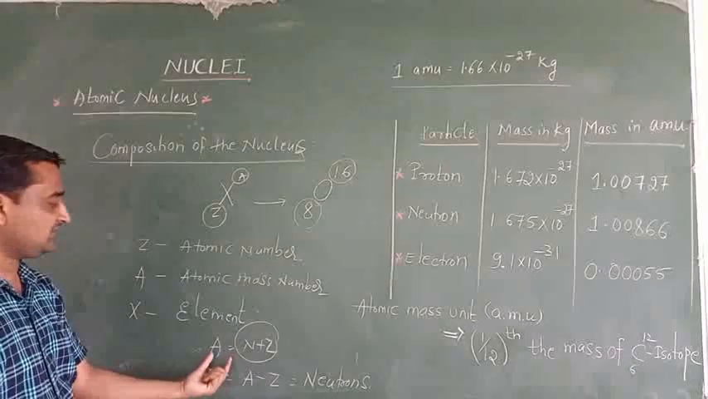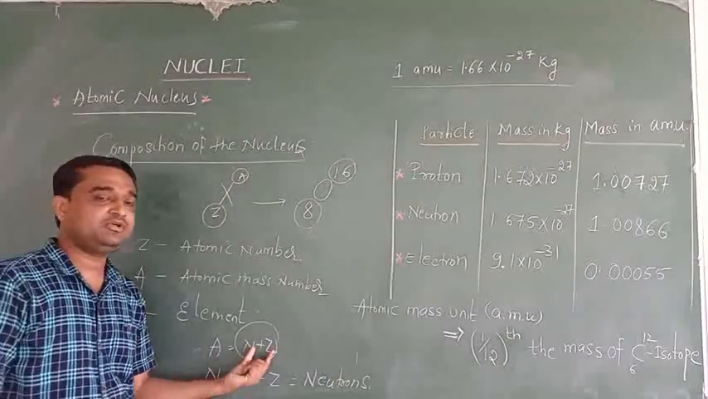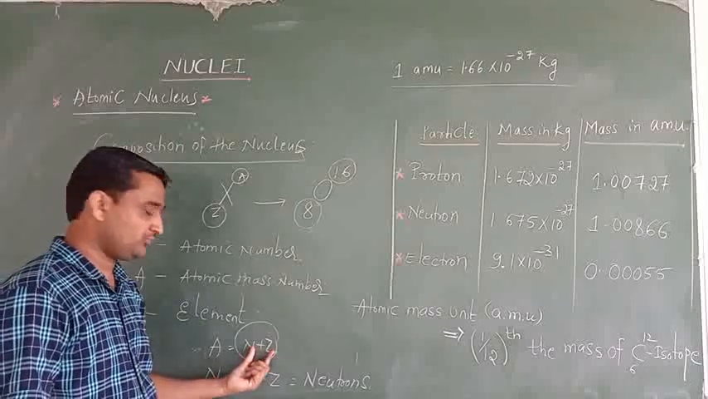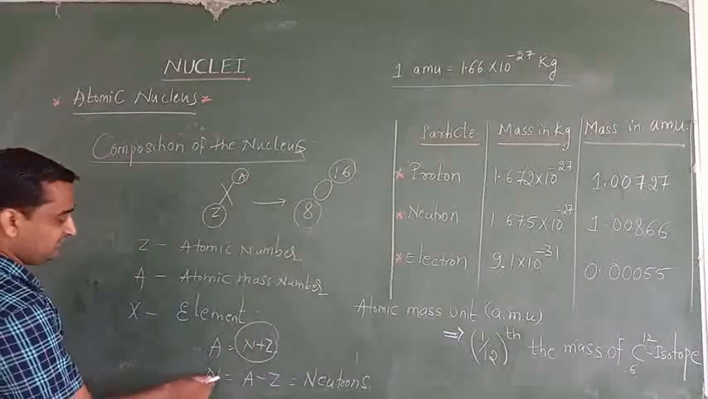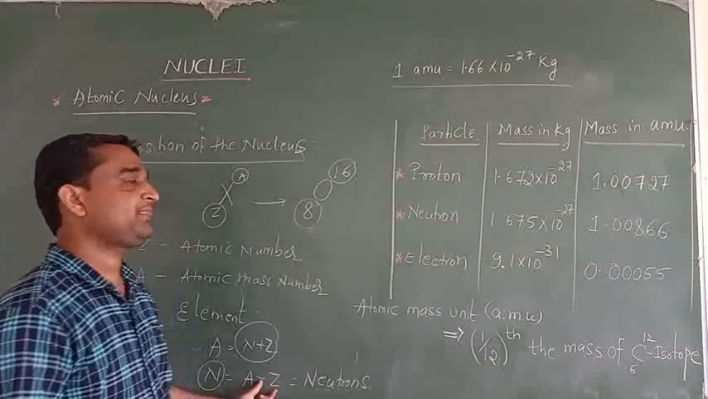Z is the atomic number, and A is the atomic mass number. But atomic mass number is equal to what? A is equal to N plus Z, that is, the sum of the number of neutrons and protons. Then how are you going to find the number of neutrons? N is equal to A minus Z.